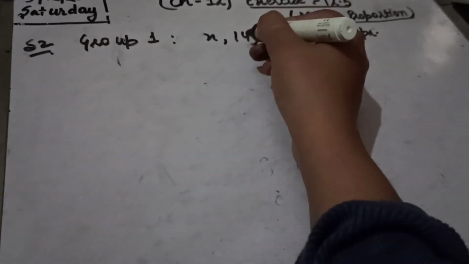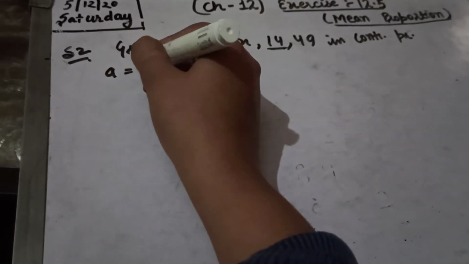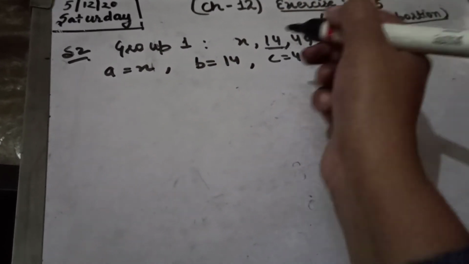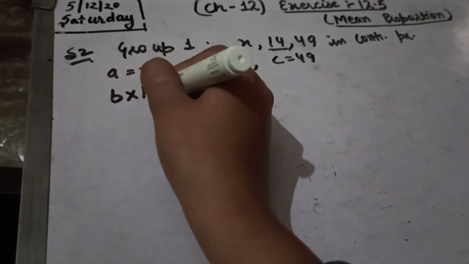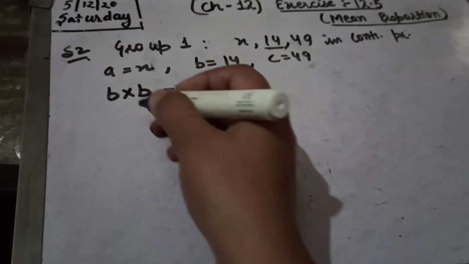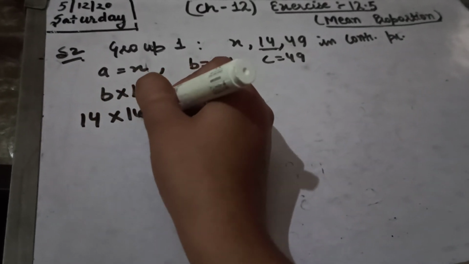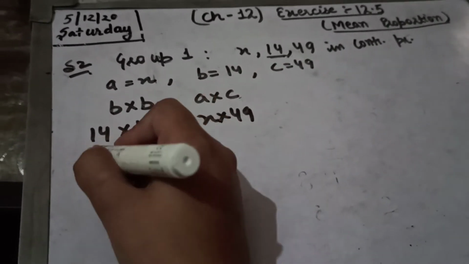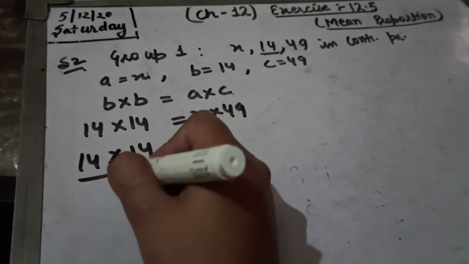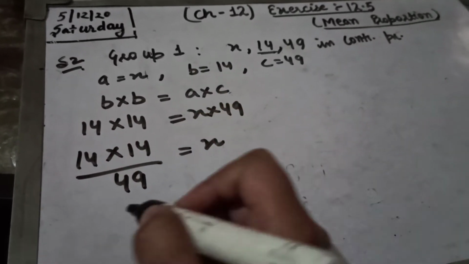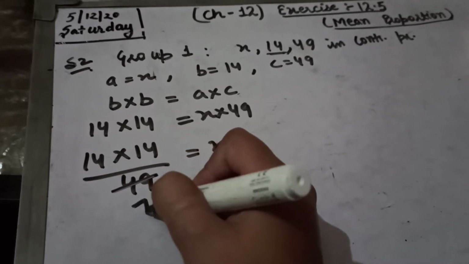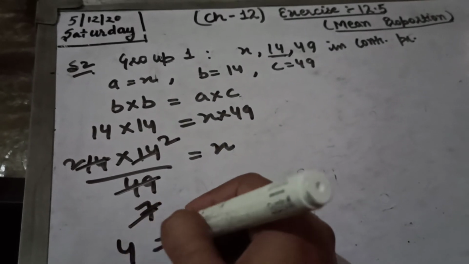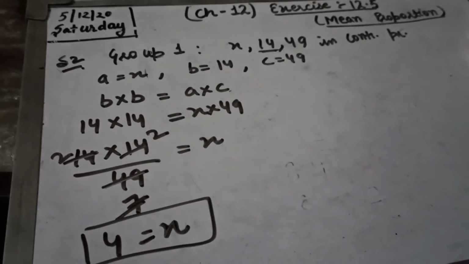So in continued proportion, I am writing here A equals x, B equals 14 and C equals 49. B cross B equals A cross C. B is 14, 14 cross 14 equals x cross 49. Again this 49 comes this side, which equals x. Now cut it by 7. 7 7s are 49, 7 2s are 14. Again 7 2s are 14. x equals 4. Right?